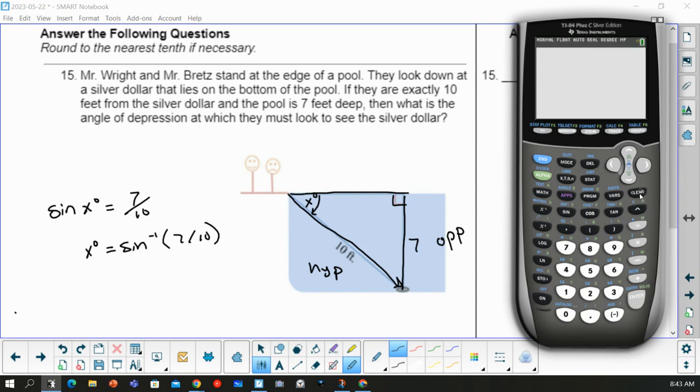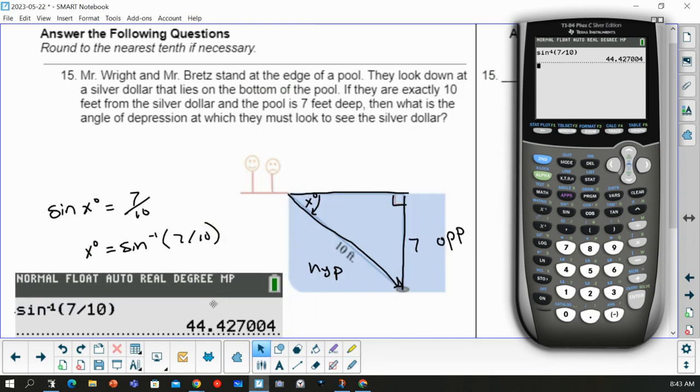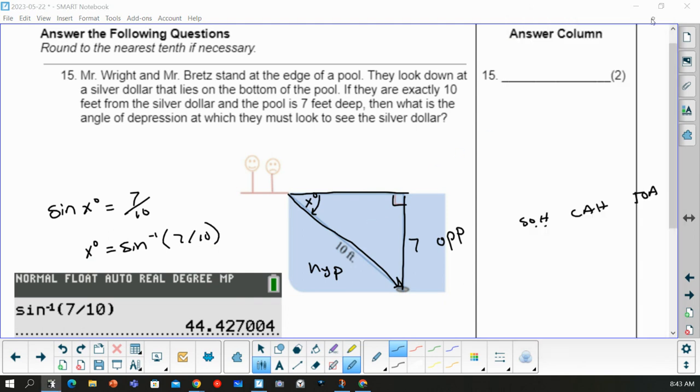So let me clear this out. And to do inverse sine, I do second and then sine. And then 7 divided by 10. Close it up. Enter. I get 44.427. And so the 2 means this stays the same, so 44.4. And the units are feet, but that doesn't matter because my answer is the angle, so it's degrees. Okay, and that is the answer to problem number 15.